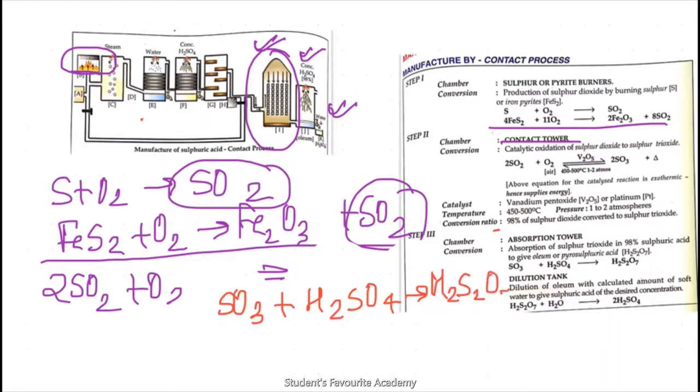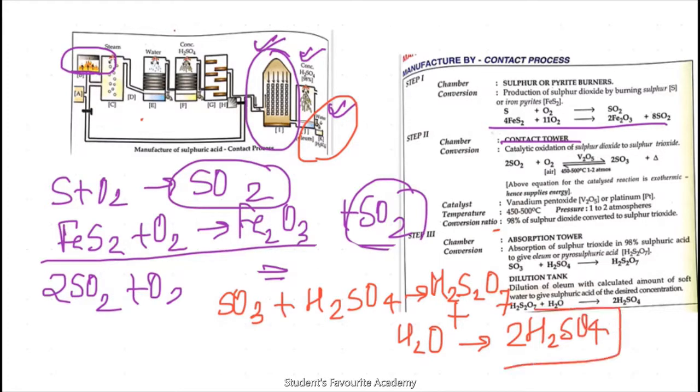H2S2O7 is what I am getting, which is called pyrosulfuric acid, or also called oleum. Now this oleum is passed to the last tower, which is my dilution tank. As the name suggests, you are just diluting it, adding water to it, and whatever you get is 2 times H2SO4. So this is my end product. This is the entire process of the production of sulfuric acid, children. These are the reactions which are involved.